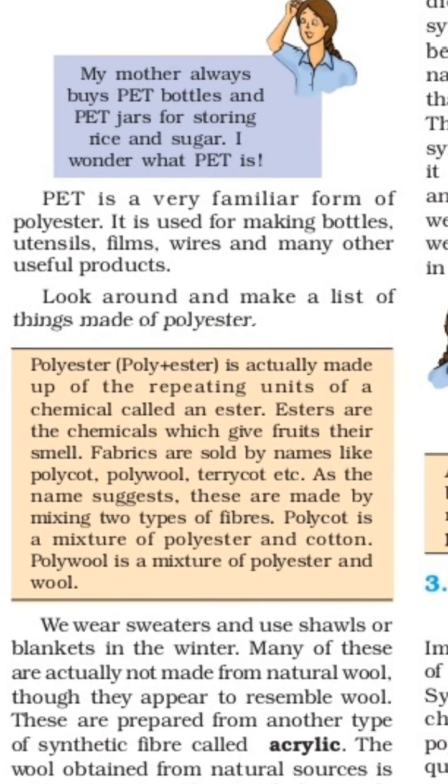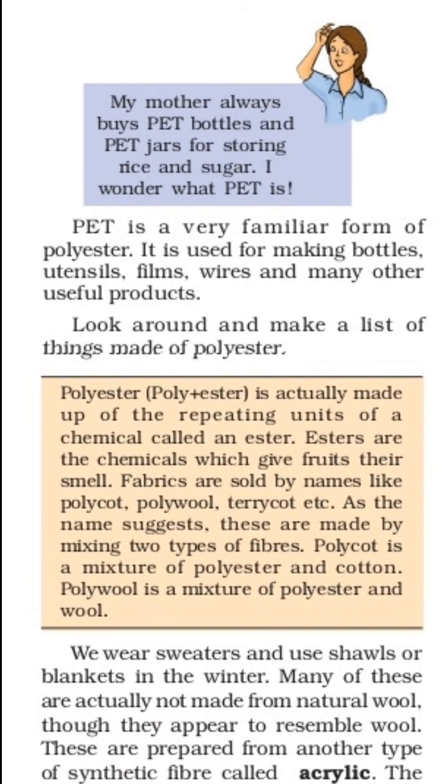Now see, in our homes, our mothers use PET bottles and PET jars for storing rice and sugar. Why do our family members use these PET materials? Because PET is a very familiar form of polyester. It is used for making bottles, utensils, films, wires, and many other useful products.